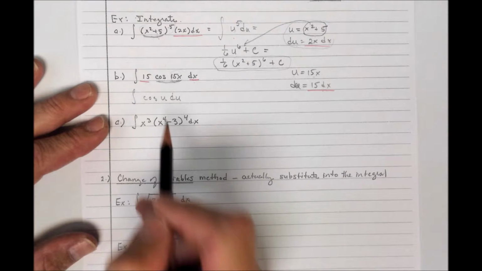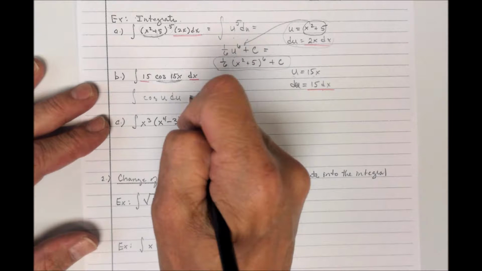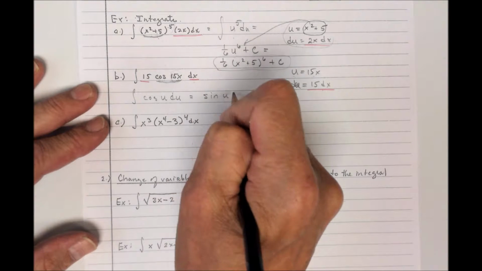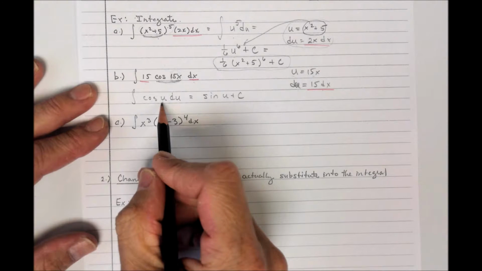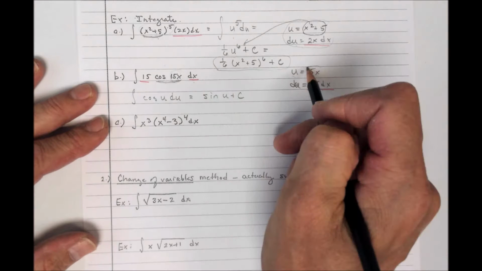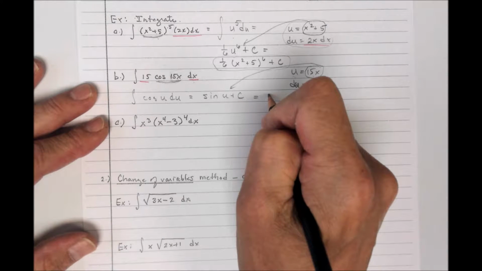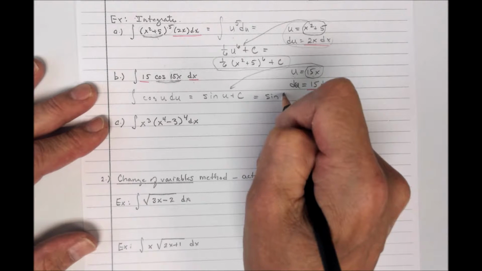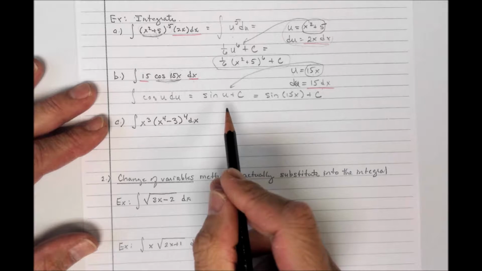I have a simple function, but it's in terms of a different variable. It's in terms of u. This is going to be the sine of u plus a constant. And again, we didn't start with u as our variable. We started with x, so let's not finish with it. Let's finish with x. So make a substitution back in, and I get the sine of, I'll put in parentheses, 15x plus my constant. Make sure that you plug back in.